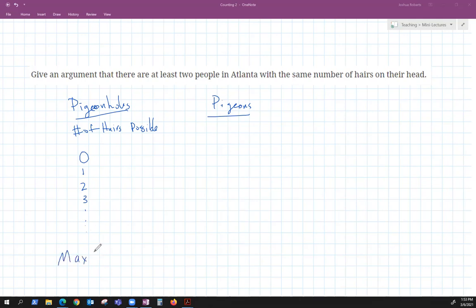And so the max number of hairs. This is something you could look up on Google. Find out what is the most number of hairs a person could have on their head. And the pigeons would be the number of people in Atlanta. So there could be one person in Atlanta, 2 people, 3 people. We know there's not, but you would go and see, well, what is the population of Atlanta?